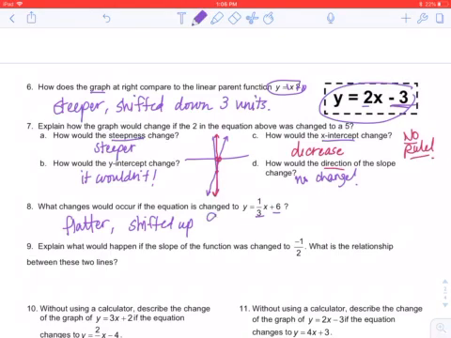How many units? 9 units. Okay, because I'm going from a -3 all the way up to a 6. That is a total change of 9 units.